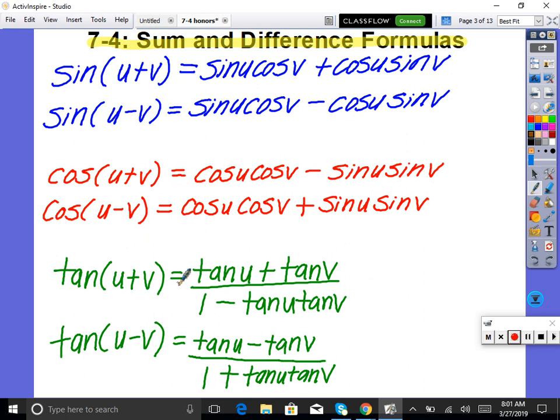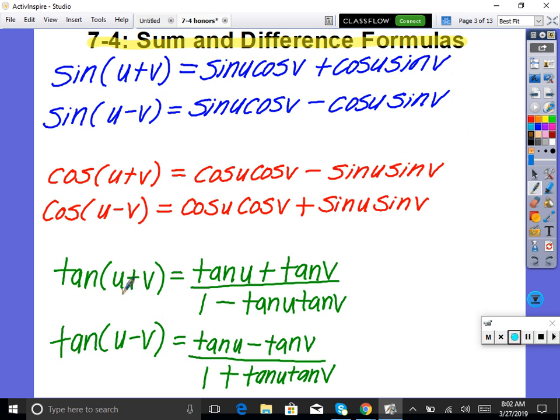Now, a lot of teachers don't even give tangent because if we have tangent, can't we rewrite it as sine over cosine? Yeah, you can. To me, I would rather just do tangent, personally. I'd rather have one more formula and not have to do so much algebra with all this stuff. So that's just me personally. But if you forgot tangent, you'd just do sine over cosine, and these formulas would work the same.